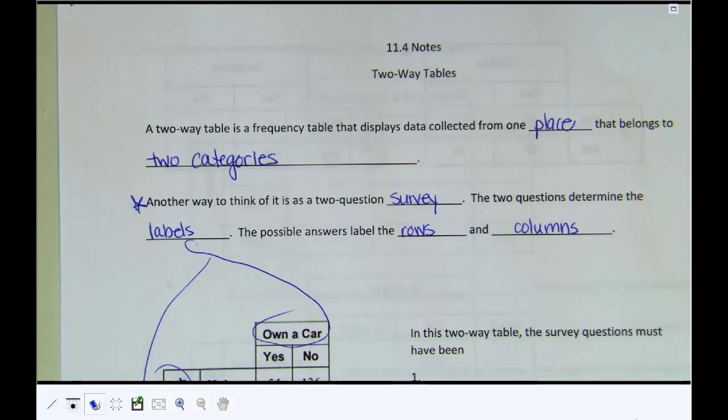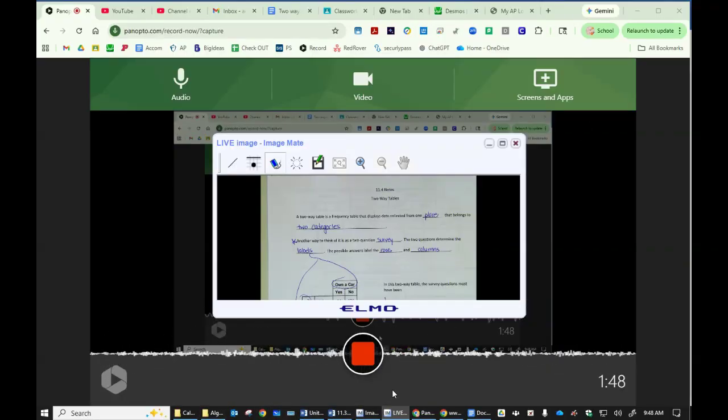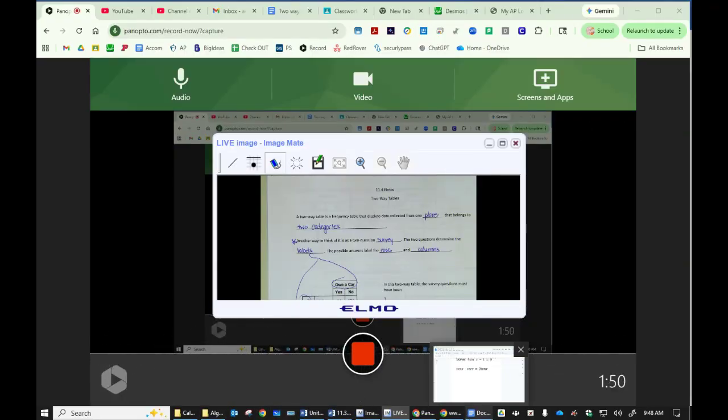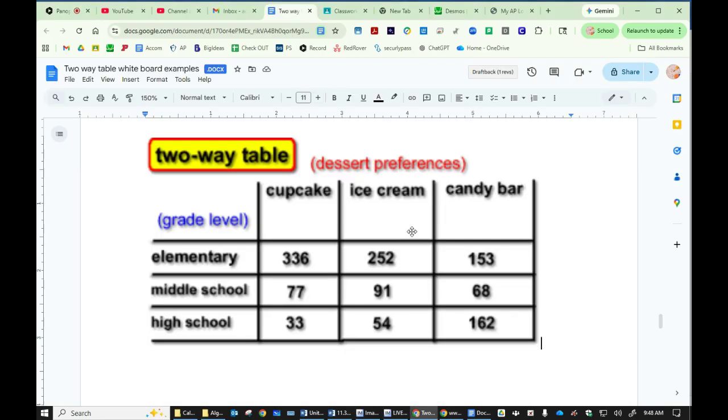Okay, so I want to go back to the ones I was showing you. If we're thinking about the fact that a two-way table could be a survey, I gotta find my document. Okay, what would the survey questions have been for this? Like, think about a survey comes up in a Google survey thing. What would they have said? What was the first question?